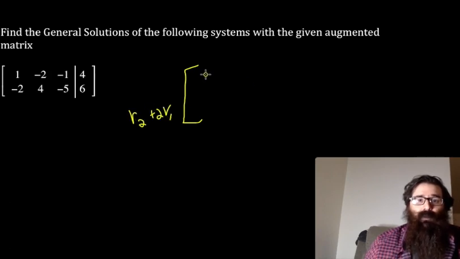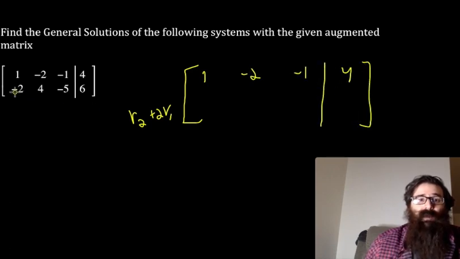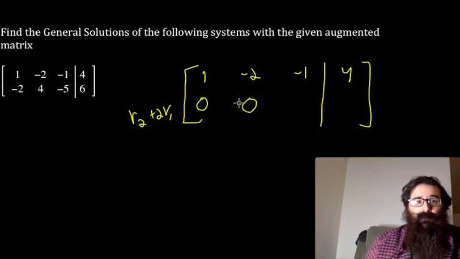So I can rewrite row 1 to start: 1, negative 2, negative 1, augmented with 4. But working in row 2, I get negative 2 plus 2 times 1. Negative 2 plus 2 gives me 0, which is why I picked this operation. I want to get that 0 underneath my leading 1. And then I'm going to have 4 plus 2 times negative 2, or 4 plus negative 4, which gives me 0. And negative 5 plus 2 times negative 1, that's negative 5 plus negative 2, which gives me negative 7.